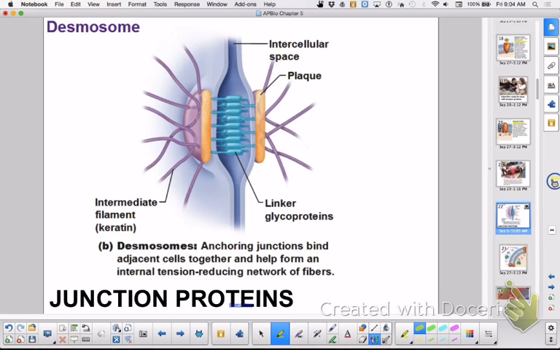Okay, so let's review all of them. What was the first one we had? Channels, and then we had what? Carriers. Do it with me, okay? Do you not see an essay question right here? Do it again. Channels, and then carriers, and then what? Cell recognition, and then what? Receptors, and then did I give you another one? Yeah, enzymatic, okay, and then junction, okay, and that way you can remember the different cell functions.